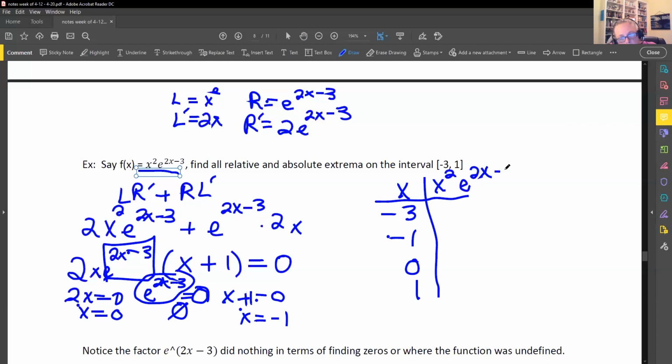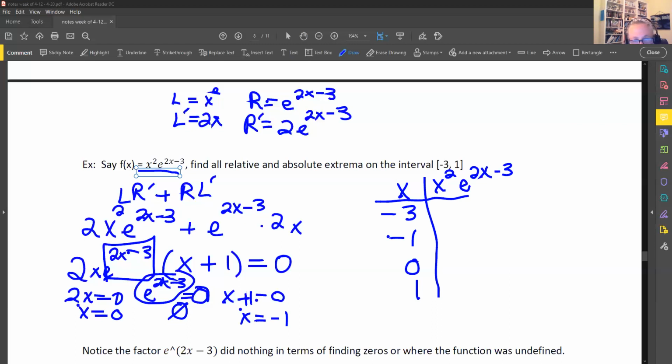And I'm going to use my calculator to help me with that. Heck, I'll show you. Okay, so I'm going to go in my calculator, enter the function, x² times, where's e? e to the 2x minus 3. All right, and I'm just going to graph it.